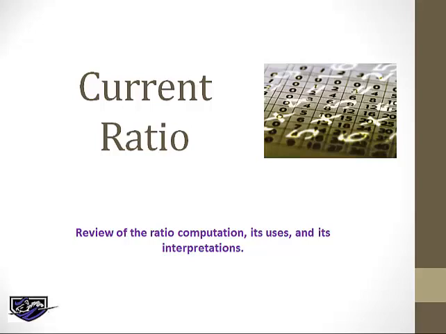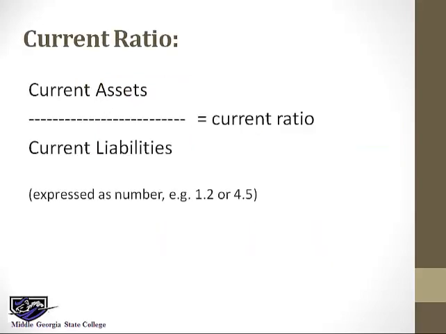We're going to review the current ratio. The numerator in the current ratio is all the current assets. The denominator is all the current liabilities. And that will give you the current ratio. It is expressed as a number and not a percent. So 1.2 or 4.5 or something like that.